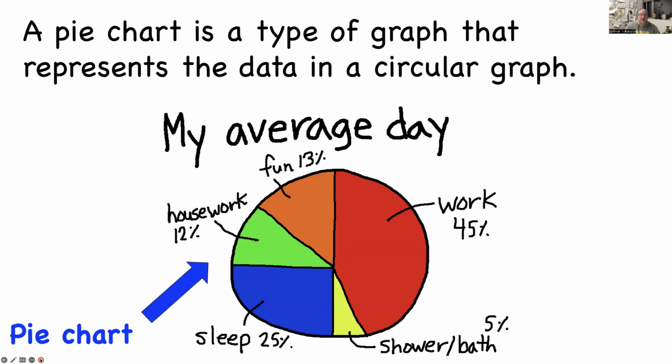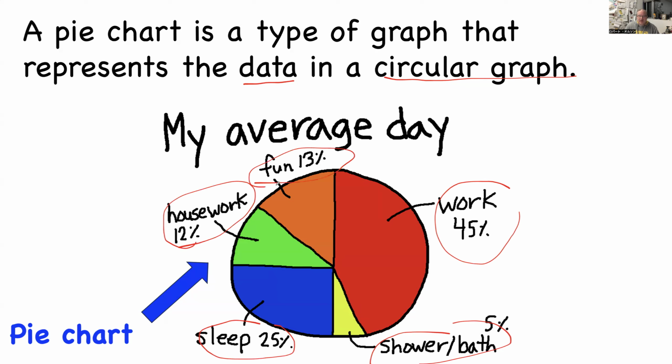Okay, let's start. So first, a pie chart is a type of graph that represents the data in a circular graph. Okay? The data, information in a circular. Okay, like this. Data. My average day, Mainichi, watashi wa nani shimasu ka? I've got work, 45%. Okay, shower, bath, 5%, sleep, 25%, housework, 12%, fun, 13%. All of this data is in a pie chart.